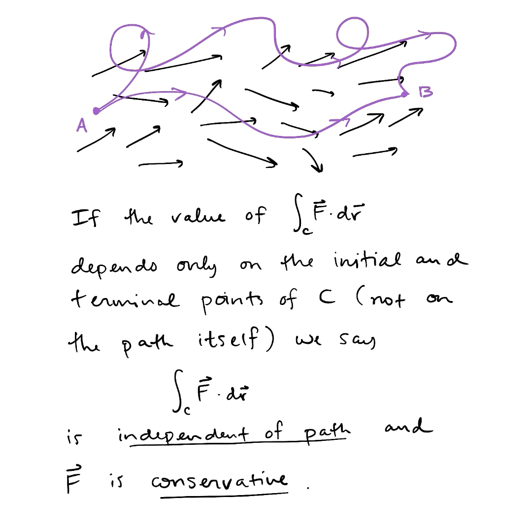Okay, so in principle, now we know what a conservative vector field is. It's one in which the values of these line integrals don't depend on the paths, only on the starting and ending points. Okay, that's great.